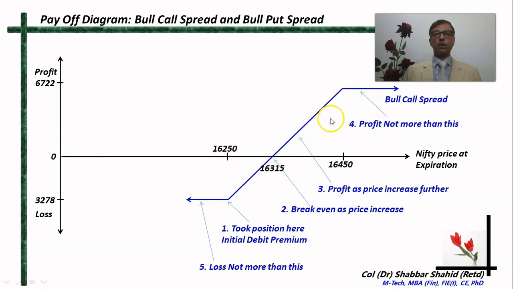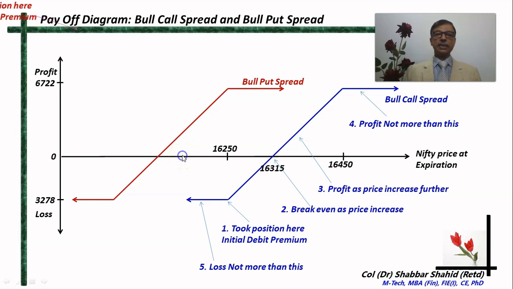So therefore, you had taken this position because of a bullish view. All right. Now let us come to the bull put spread. Exactly the mirror image. But the difference is we went into a contract or we took position at the same point, 16250, what we had done here. The difference is that in this case we were net recipient of the premium.